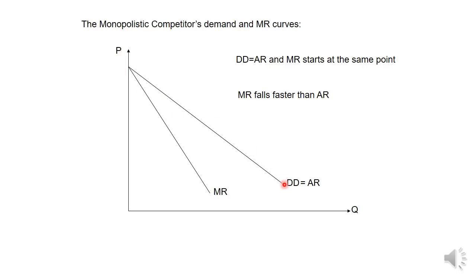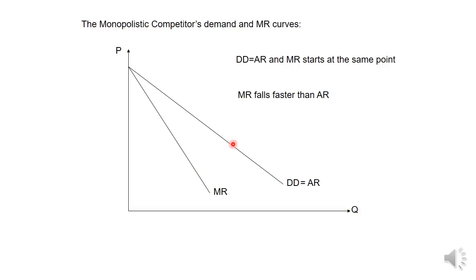So the demand curve is now downward sloping, unlike perfect competition, which is a price taker. Okay, so this is the usual demand curve. This downward sloping curve reflects the fact that the seller can sell more by lowering the price because the products are now differentiated. Okay, MR falls faster.